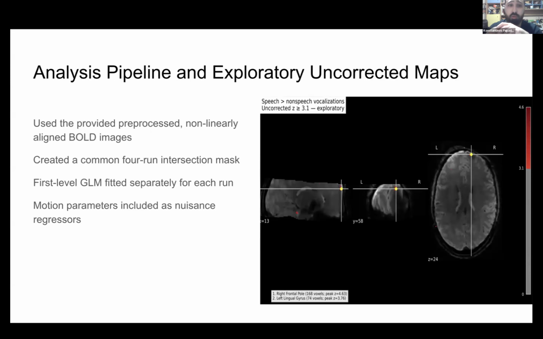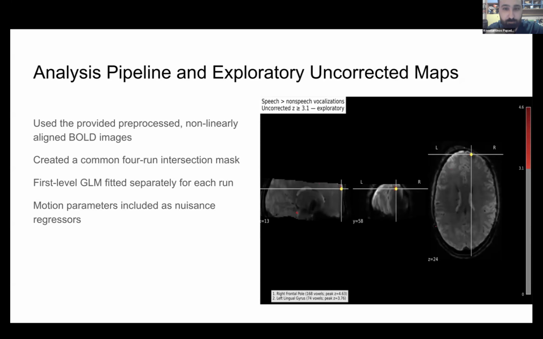So I got some exploratory uncorrected maps. I used the provided preprocessed nonlinearly aligned BOLD images, and I created a common intersection mask. I did the first level GLM separately for each run, and motion parameters were included as nuisance regressors. So this is the uncorrected map that I got.